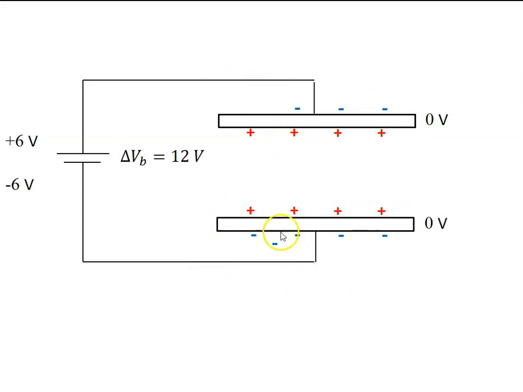Why does it stop there? Well, in between the top plate and the bottom plate is just air. And air, of course, is one of the best insulators around, so the electron can't jump the gap, and so the electron just stops here.